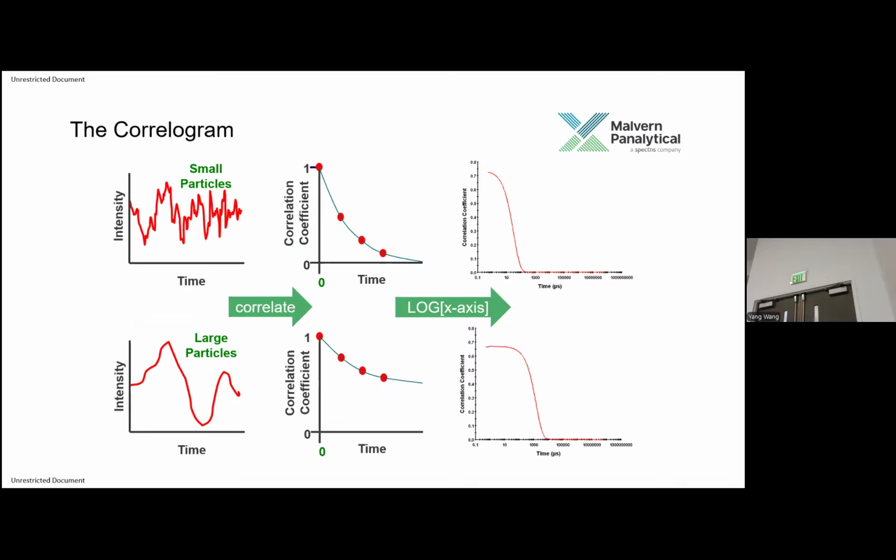So, a little bit of summary is that you have small particles with a frequent intensity fluctuation. We look at a linear time axis, and you can see the correlation coefficient quickly decreasing. We plot the correlogram on a logarithmic time axis to give you a breadth of view, and you can see a quick decay. Conversely, large particles have a less frequent intensity fluctuation, slower decorrelation, and then, on a logarithmic time axis, you see the pronounced and prolonged decay.